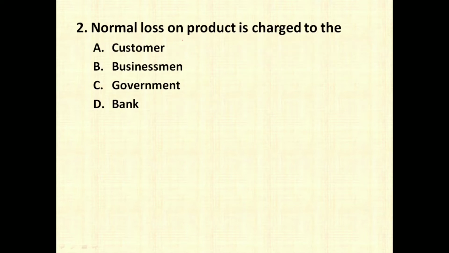Normal loss on product is charged to customer, businessman, government, bank. So always remember, normal loss is charged to customer. It is treated as a part of good products, that is the remaining products, and abnormal loss account is nothing but it is an account which includes abnormal loss which happens because of loss, theft, fire, accident, etc., and those have to be charged to costing profit and loss account. Normal loss happens because of things like evaporation, chemical reaction, leakage, sample testing, etc.